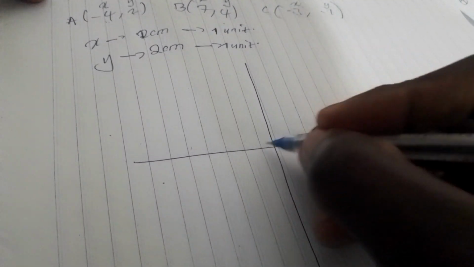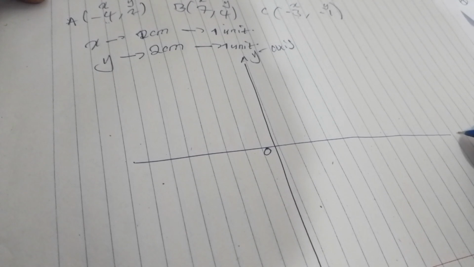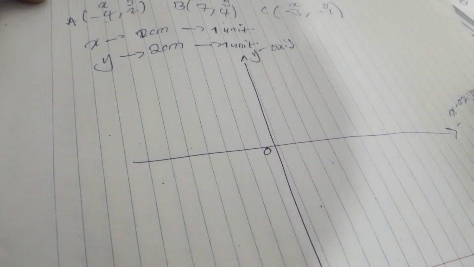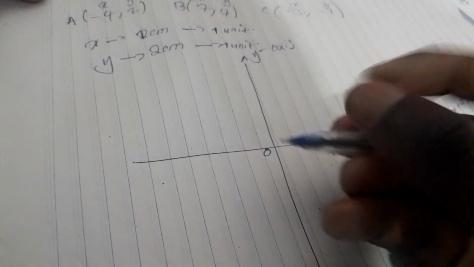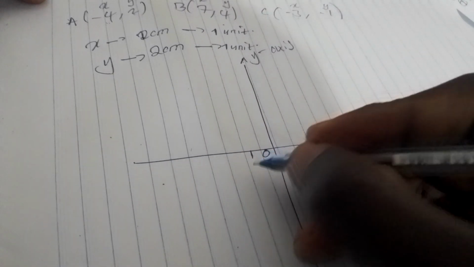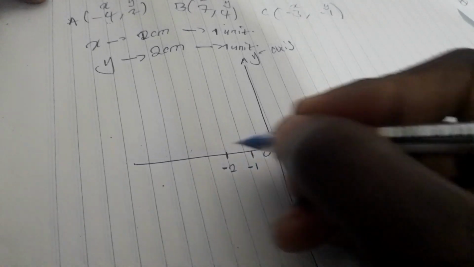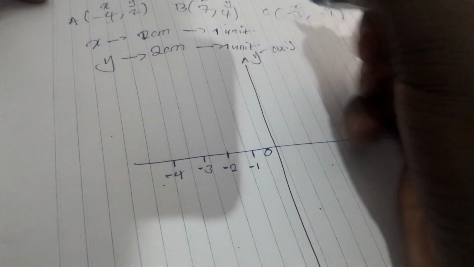Okay, so this is at the center, and this is our Y-axis. Label it very clearly. X-axis. Okay. So what's going to happen? Let's start with negative. We want negative from 1 up to 4: -1, -2, -3, -4. That's the X-axis.